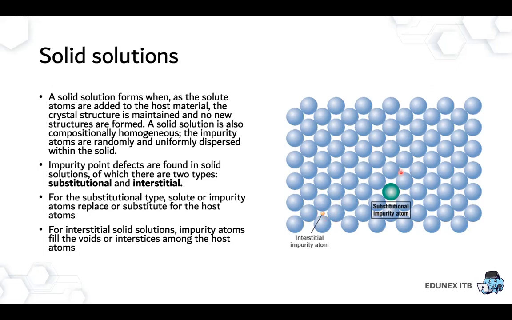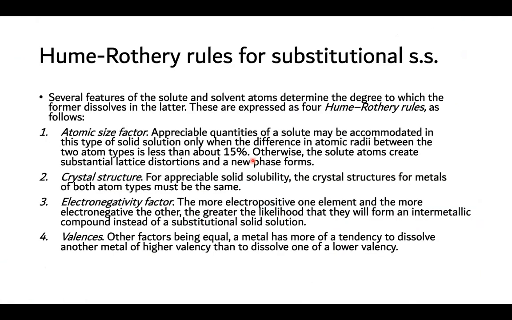Okay. Another one is called a substitutional impurity atom. So if we have another atom that has similar characteristics to the host atom, for example, similar radius, similar electronegativity, similar density, we can put one atom from a different metal here as a substitutional impurity atom. So for the substitutional type, the solute or impurity atoms replace or substitute for the host atoms. Okay, there are rules. We call it the Hume-Rothery rules for substitutional solid solution. The first one is the atomic size factor, where the difference between the two atoms' radii should be less than 15%.